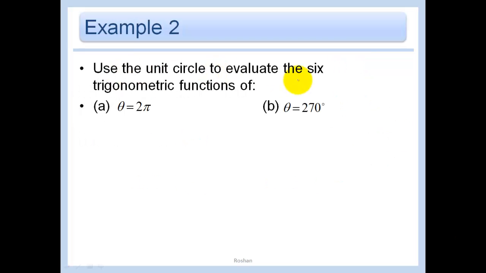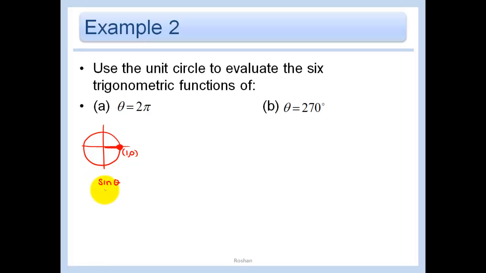Use the unit circle to evaluate the 6 trigonometric functions of theta equals 2 pi. Well, let's think about this. 2 pi is right here on my unit circle, right? Remember, 180 degrees equals pi, so 2 pi is going to be 360 degrees, 1 full time around the circle. Now the problem is, before I was telling you to just plop a triangle in there. How am I going to plop a triangle in here? I can't. So think about, what are the coordinates right here? The coordinates are 1, 0. X is 1, y is 0.